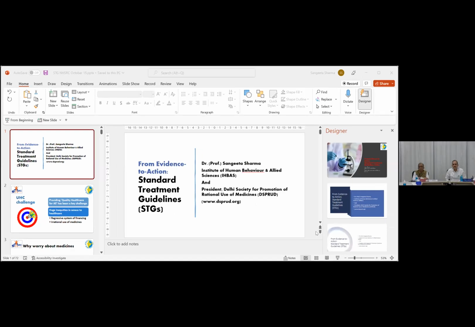And you have very aptly said how important this topic is in today's scenario for managing hypertension. And you all know that NHSRC had taken a lead in developing standard treatment guidelines.